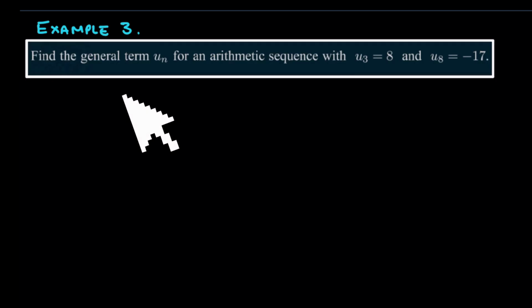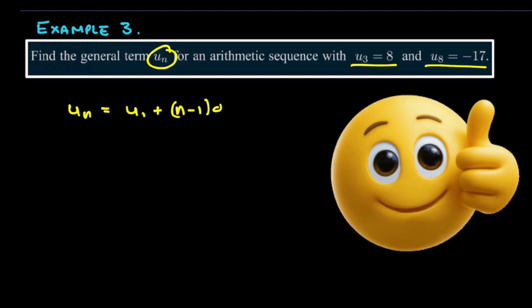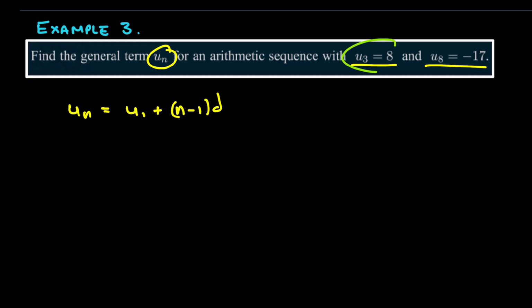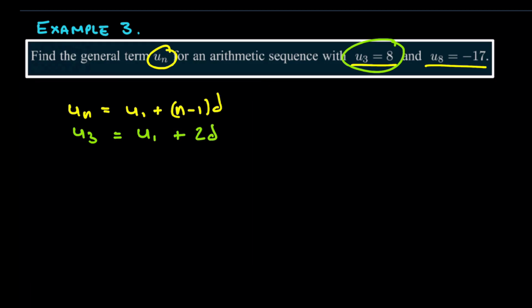Okay, example 3. Find the general term un of this arithmetic sequence that has a third term of 8 and an eighth term of minus 17. So let's set up this question using the general term formula, which is the following. And let's substitute everything in we know. So I'll deal with the third term first. So the third term, u3, is equal to u1 plus, now this will be 3 minus 1 times d, so that'll be 2d. And the third term we were told was 8, so 8 equals u1 plus 2d. Now I'm going to do this all over again, but looking at the eighth term.